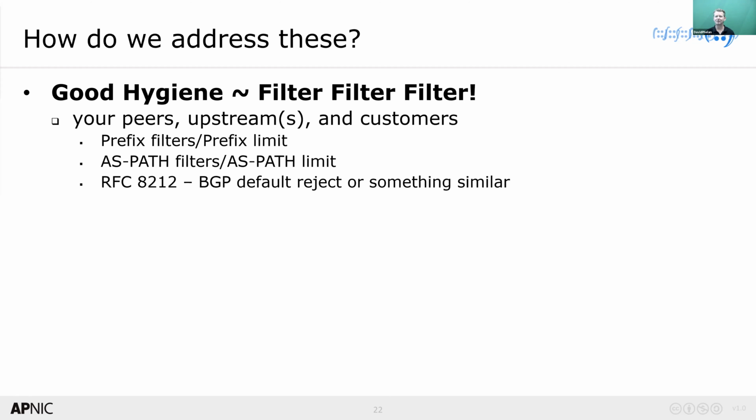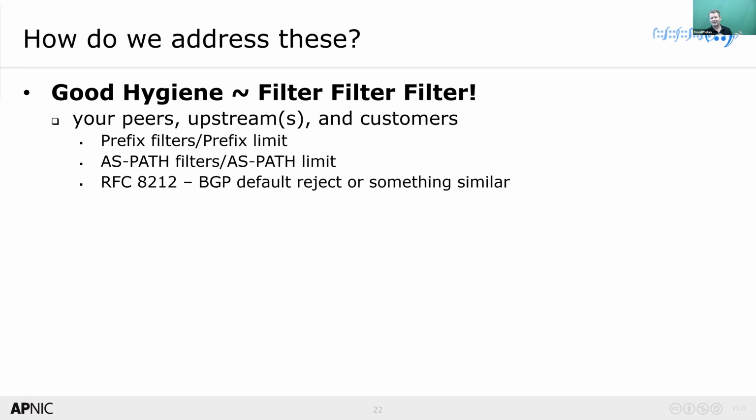I mean, if we look at Philip's example from his routing update, we've got somebody out there that's prepending 200 times. Why? Do you really need that much junk? And that's just cluttering up your route tables. And RFC 8212, BGP default reject. The problem with RFC 8212 is not everybody is doing that.